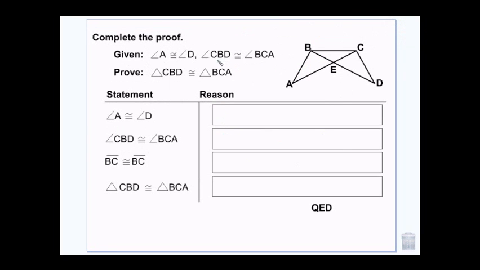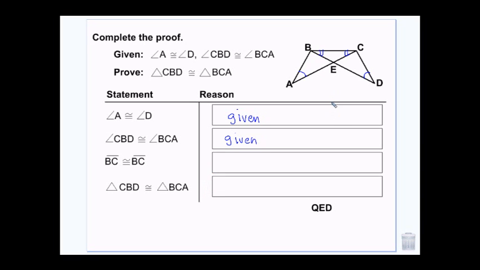But let's label it. When we see these pictures that aren't labeled yet, we want to label them. Angle A is congruent to angle D. So label it, because seeing the picture helps. Okay, so that's given. CBD is congruent to BCA. So CBD, that's this one right here, is congruent to BCA. Those two.